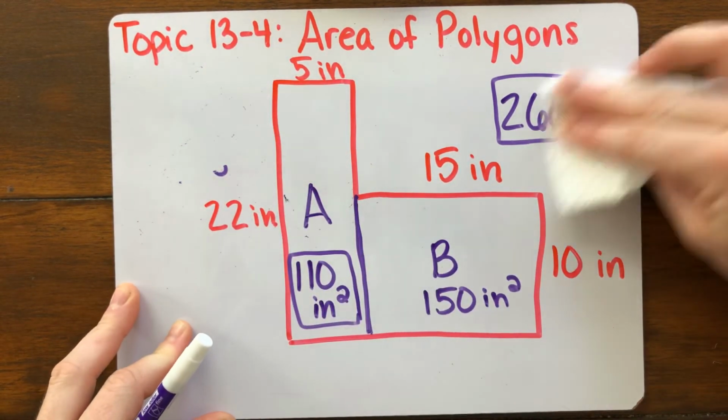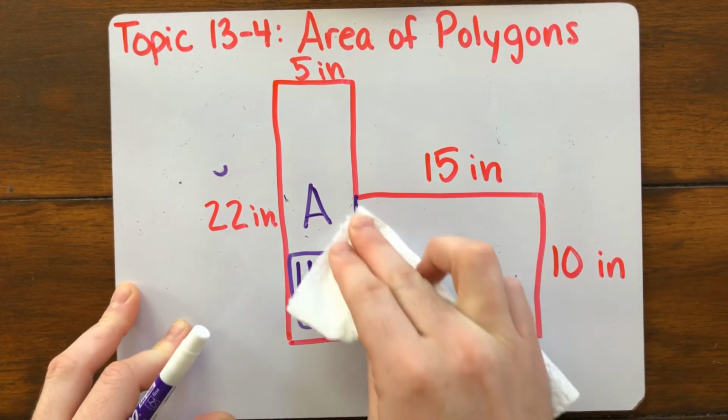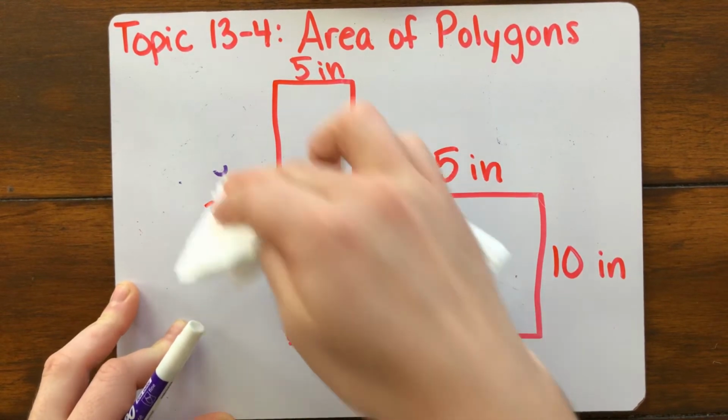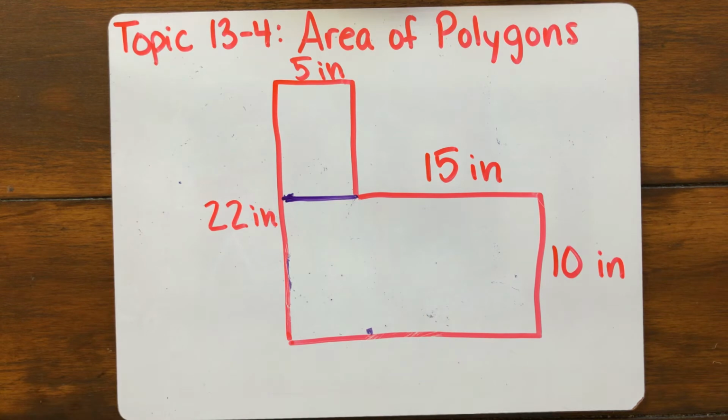Let's say instead, okay, you were the person that broke it up the other way. Keep in mind, we got 260. All right, you broke it up like this, and that is totally fine. But if you broke it up like this, you might need to do some subtraction.